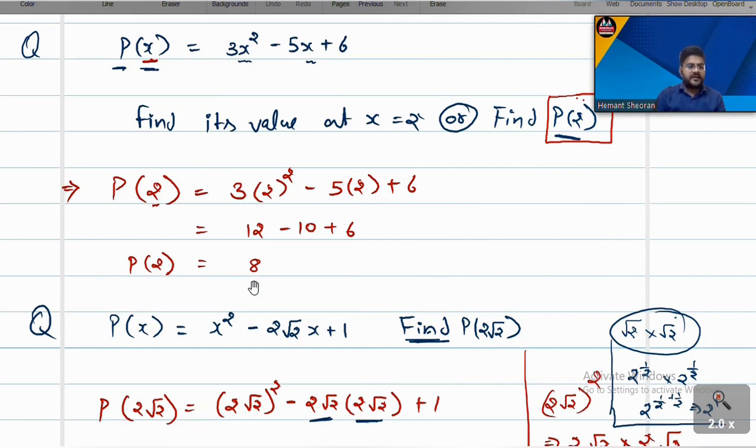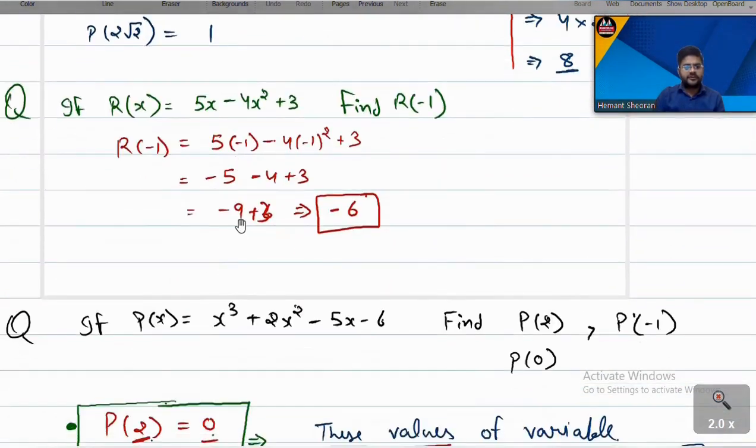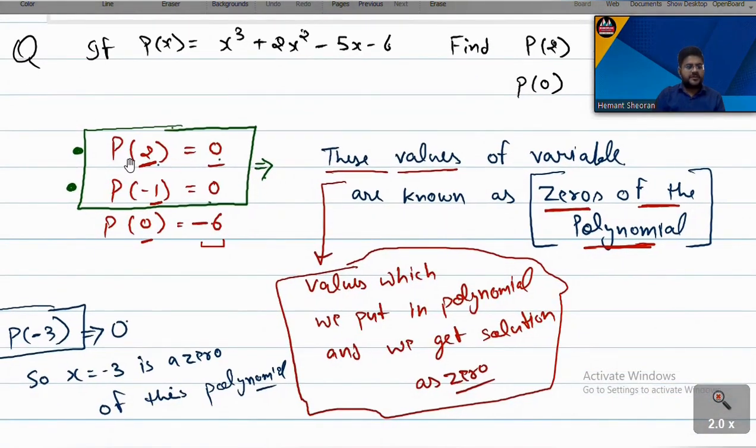Then at the end, we talked about how there will be such a value that gives you the solution 0. We found out for this example that when you substituted x as 2, or found p of 2, you were getting 0, and the same for p of -1, you're getting 0. So in those cases, these 2 and -1, the values of the variable, are known as the zeros of that polynomial. Okay, get it? Yes or no?